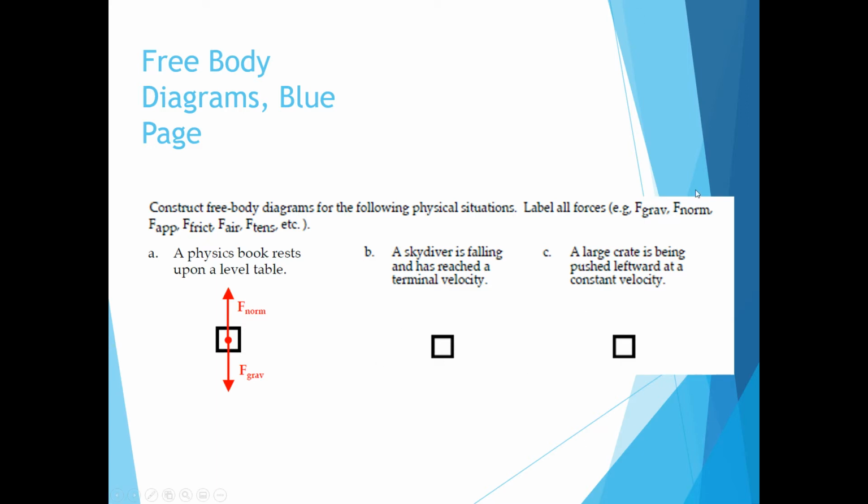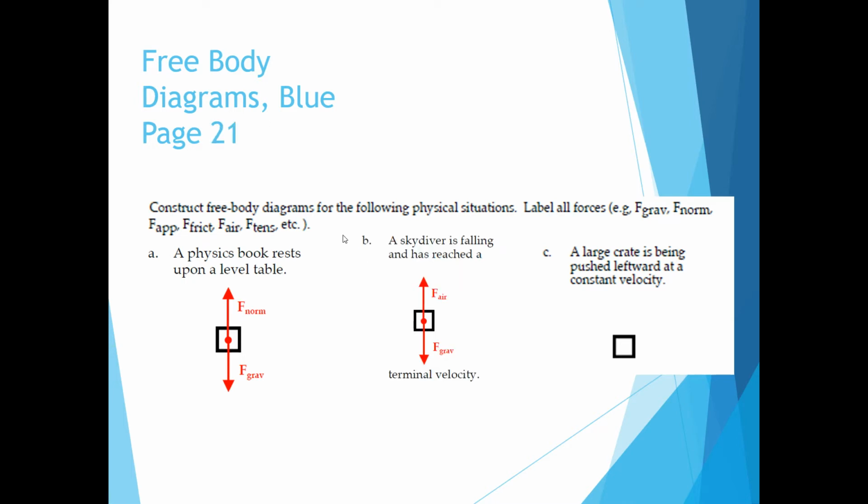So in this case, we're still going to have gravity acting on it. There is not going to be a normal force or an applied force or a friction force. However, there is going to be an air resistance force because this thing is traveling through the air. There is no tension force. So you should end up with something that looks like this. So F air is up and F gravity is down, and they should be equal in length because it has reached a constant speed.